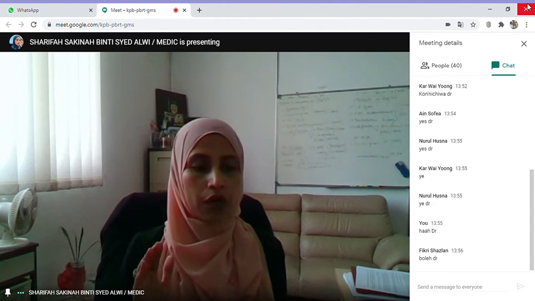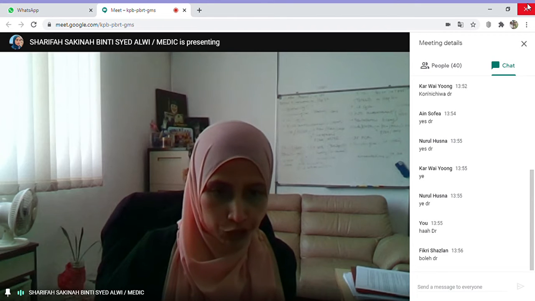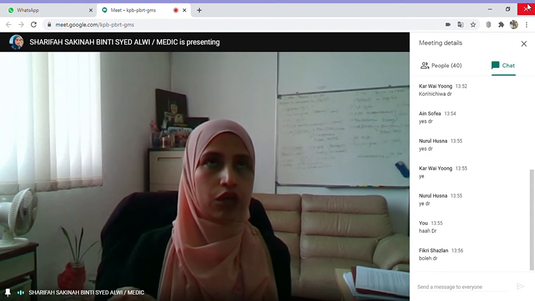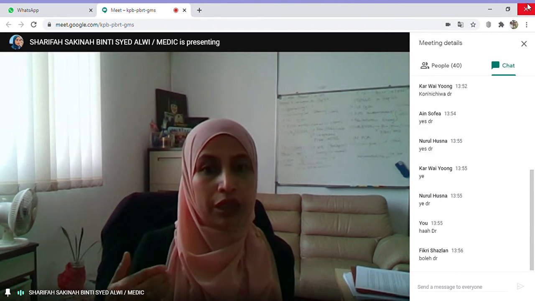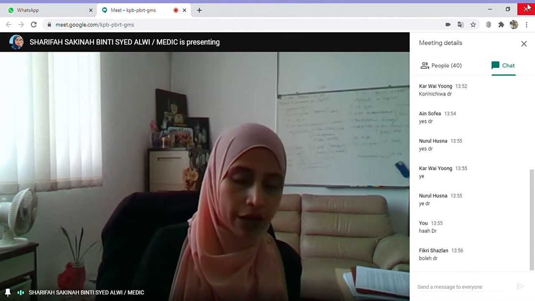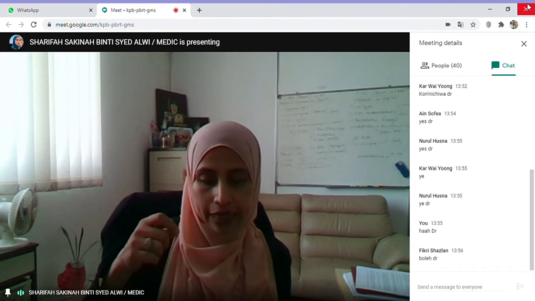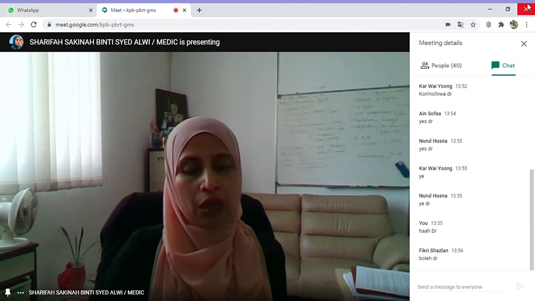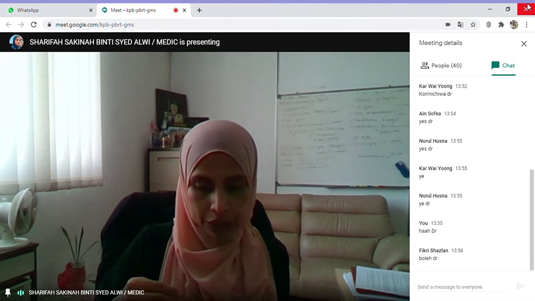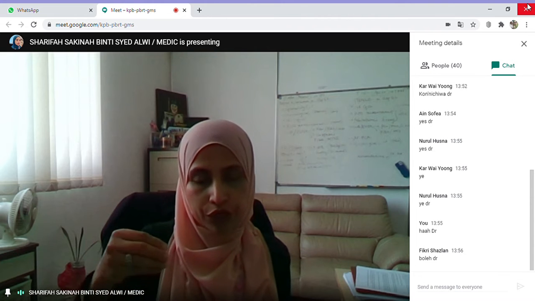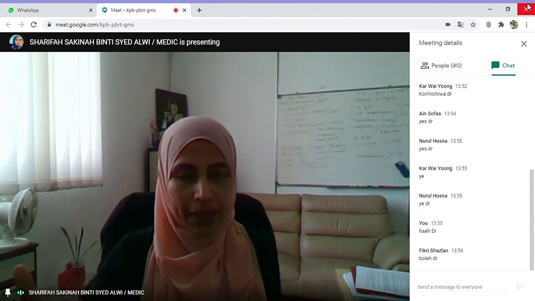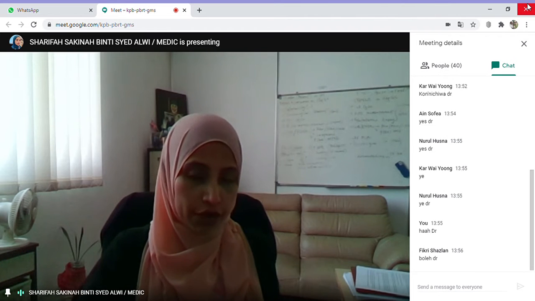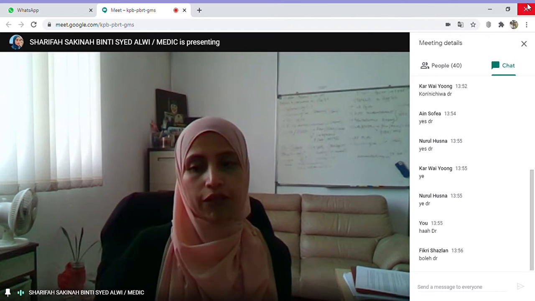So some of these measurements need the cell to be stained. Cell tu kena diwarnakan dulu. The cell has to be dyed or stained. Dia kena dye, dia kena diwarnakan, stained. Once it is stained, then only you can measure the intensity of the cell, depending on the amount, depending on the protein of interest.